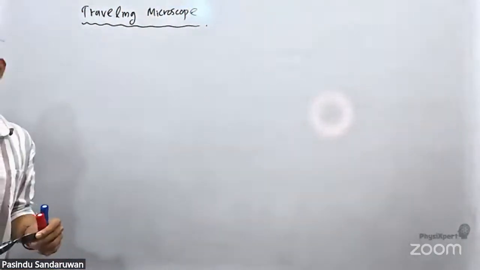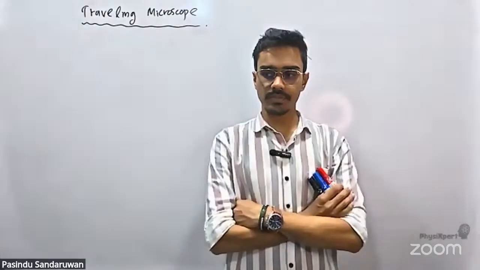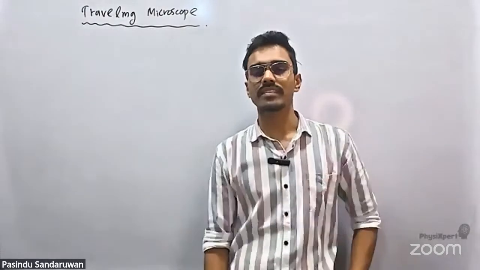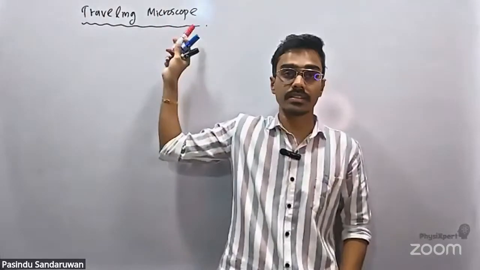Traveling microscope. Right. Okay, listen now. Listen first. Now, you have seen microscopes, no? In grade 6, grade 7 science, before levels, you have seen microscopes, right? The normal traditional microscope. Now, this is also a microscope, you can see.